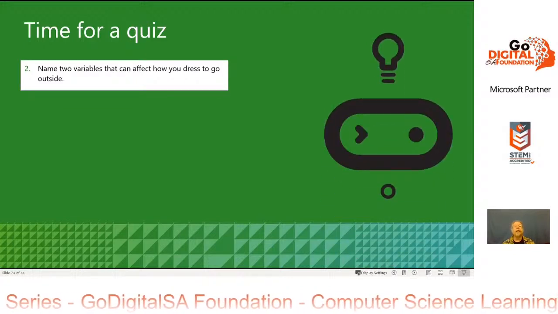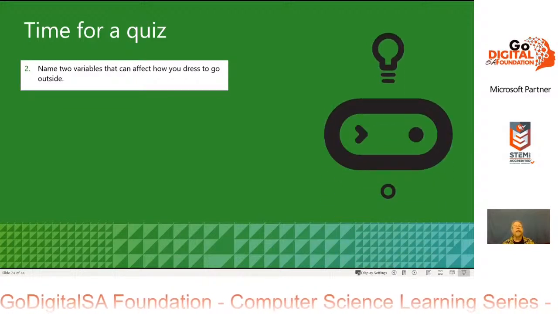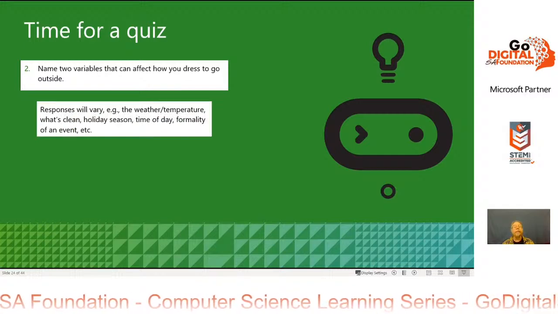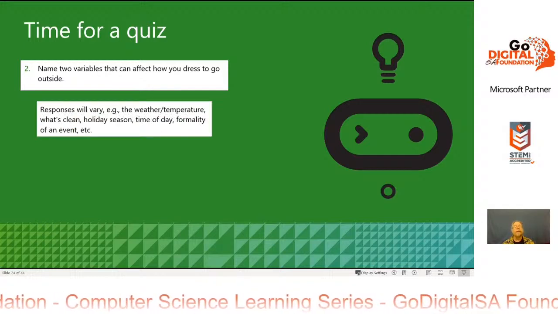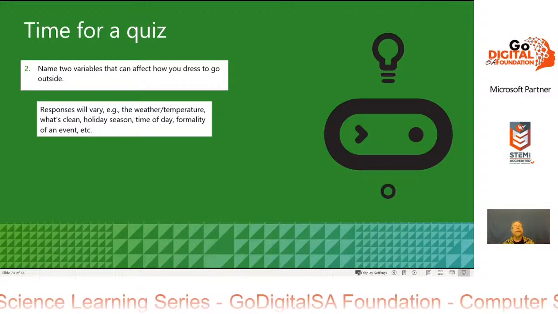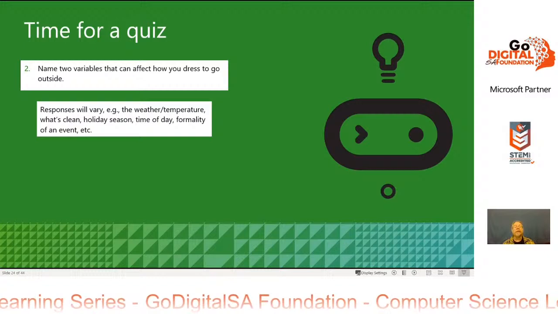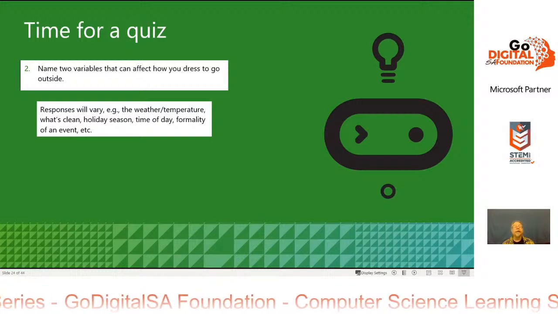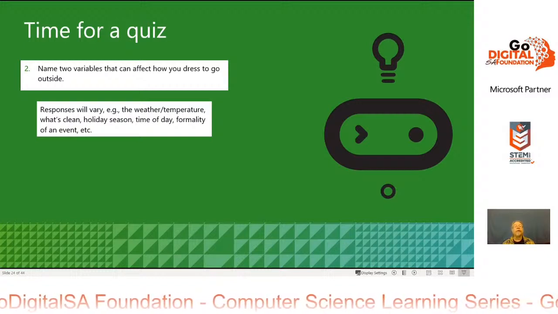Name 2 variables that can affect how you dress to go outside. Okay, there's lots of answers to that, but it could be the weather, the temperature, what clothes you have that are clean, is it the holiday season, the time of day, formality of the event, and so on. There's lots of different variables that would affect how you dress when you go outside.